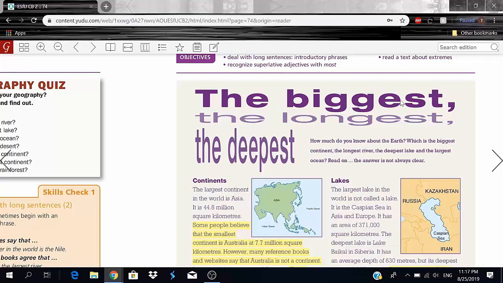So, the biggest, the longest, deepest. How much do you know about the Earth? What is the biggest continent, the longest river, the deepest lake, and the largest ocean? Read on. The answer is not always clear.